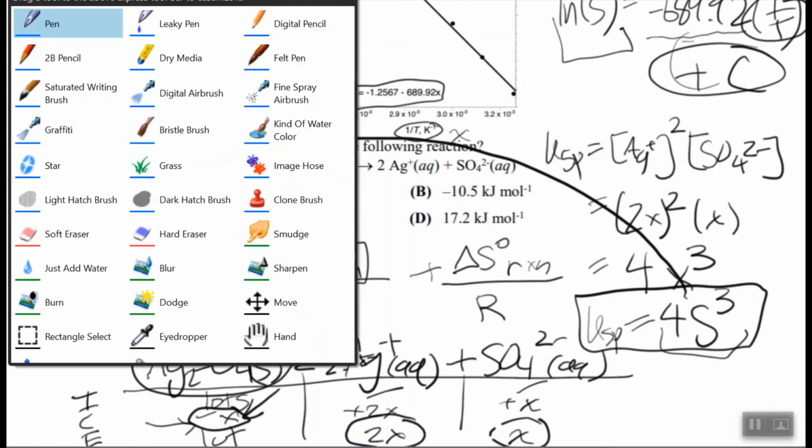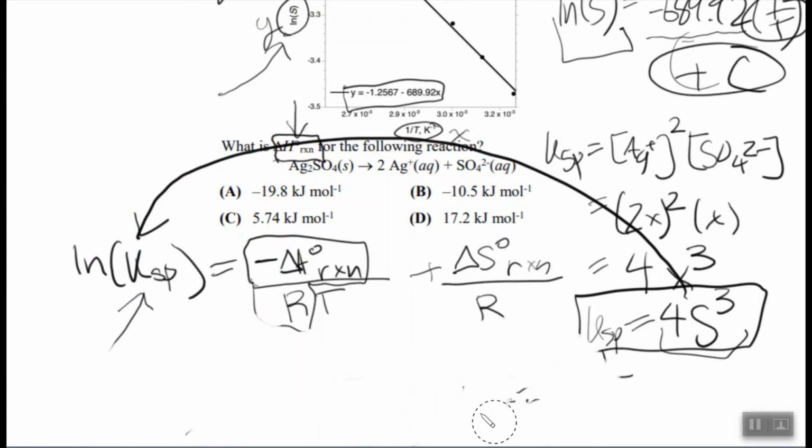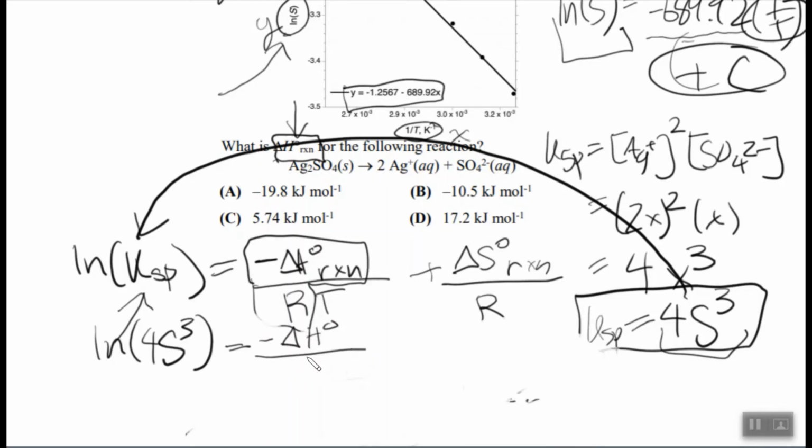So let me do some erasing. So I'm going to erase this bottom part because we don't need it anymore. And we're going to play a little bit of substitution. So doing the substitution, we can say that the natural log of 4s cubed is equal to the negative delta H naught. And I'm not going to write reaction because that's kind of redundant. And we know that R is 8.31 times 10 to the negative 3 because we want kilojoules. And if we want kilojoules for delta H, we use this number for R. Now we divide this by T, of course, and we add delta S naught over R.